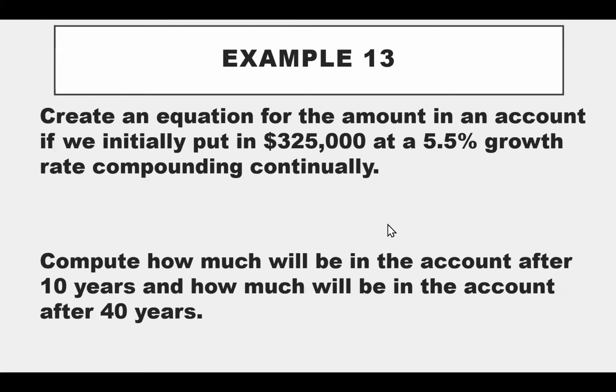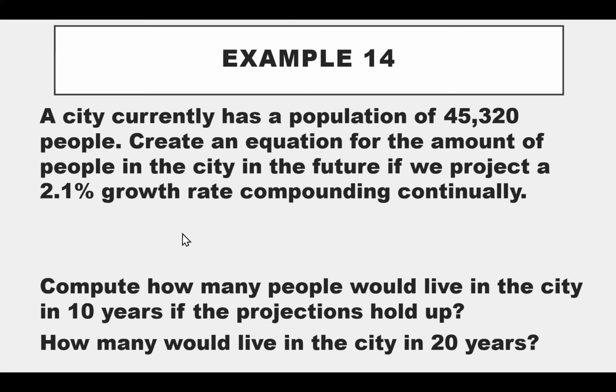Now, bank and money calculations are not the only calculations that have continually compounding interest or continually compounding growth. Let's look at another application. Let's say a city currently has a population of 45,320 people. Let's create an equation for the amount of people in the city in the future if we are projecting a 2.1% growth rate compounding continually.